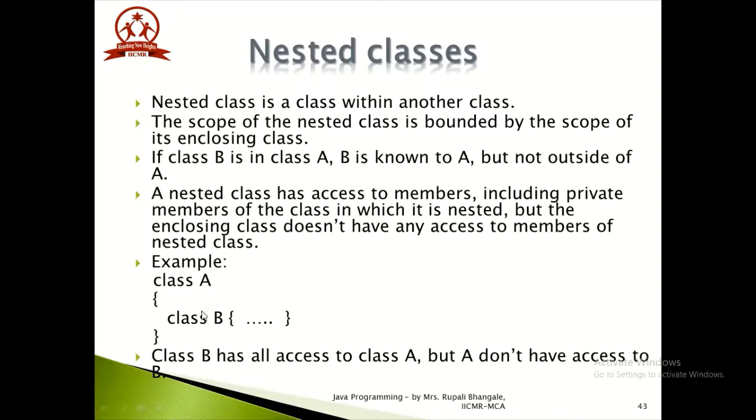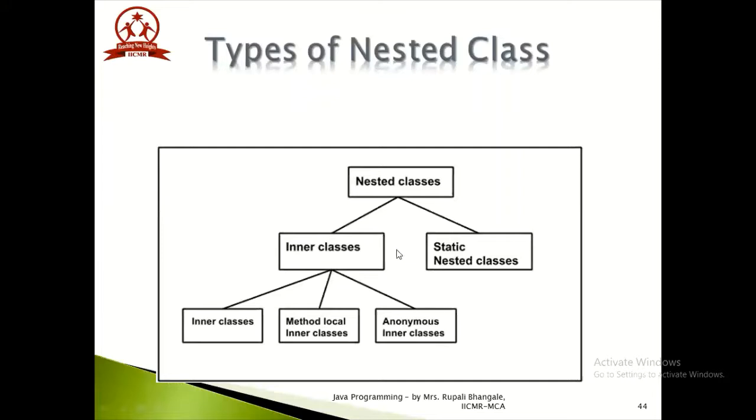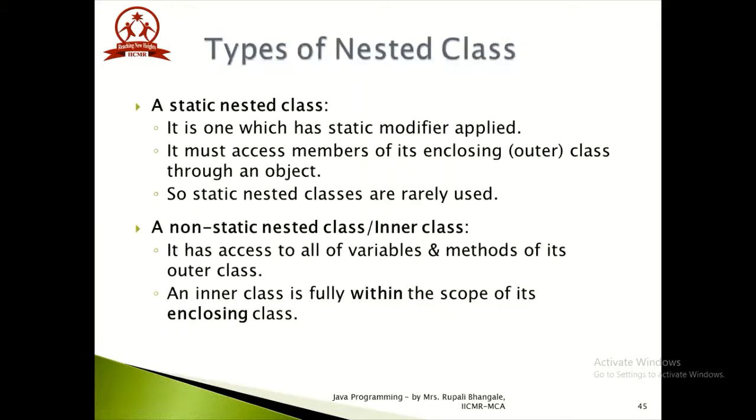So basically we have two types of nested classes. Non-static nested classes, which we can call plain inner classes, and static nested classes. Your normal inner classes are again divided into two main categories. It could be method local inner classes or it could be anonymous inner classes. We'll be discussing these things in detail within the code part.